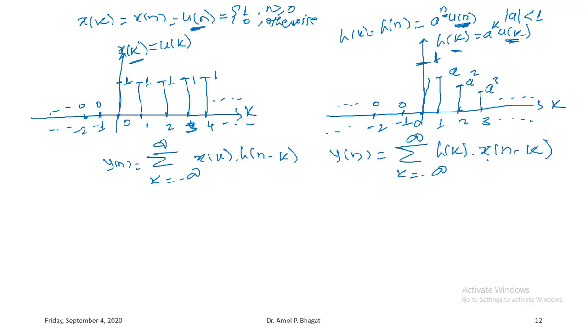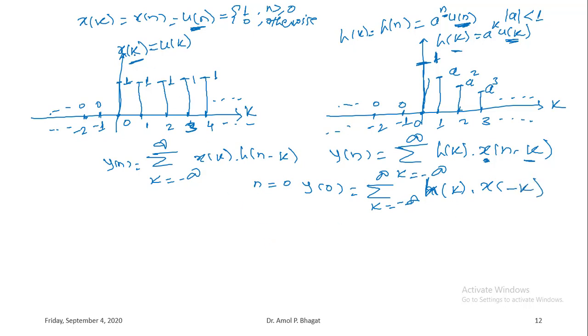So the folding and shifting operation I will be performing on the input sequence x of n, instead of h of n. So I have to fold it, because I have to identify y of n for various values of n. For n equals 0, I will get the formula y of 0 equals summation k equals minus infinity to infinity h of k into x of minus k. This formula I will get.